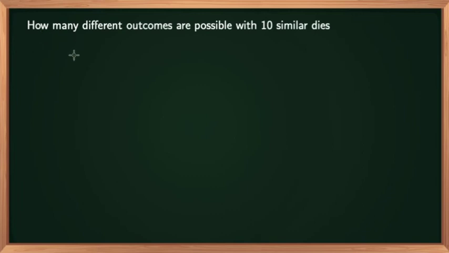How many different outcomes are possible with 10 similar dice? We know each die can have 6 possibilities. So each possibility I am considering as a box. So you can consider 1, 2, 3, 4, 5, 6 boxes are there, and the number of ones, twos, threes, etc. sixes must add up to the total number of throws, which is equal to 10.